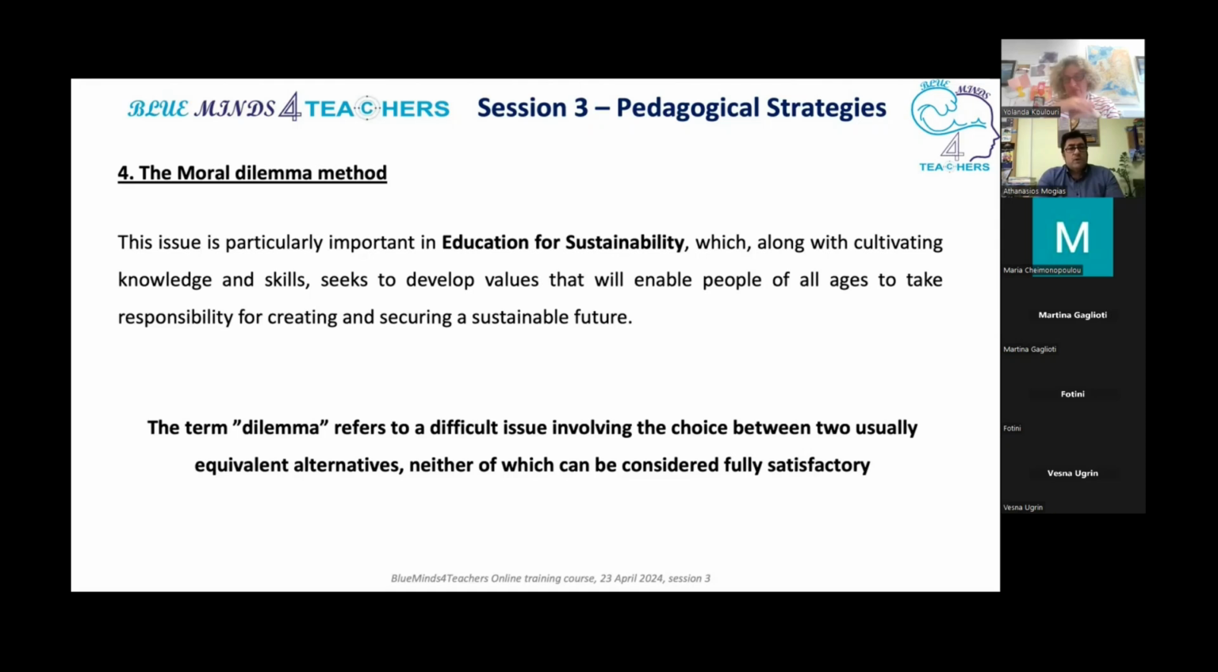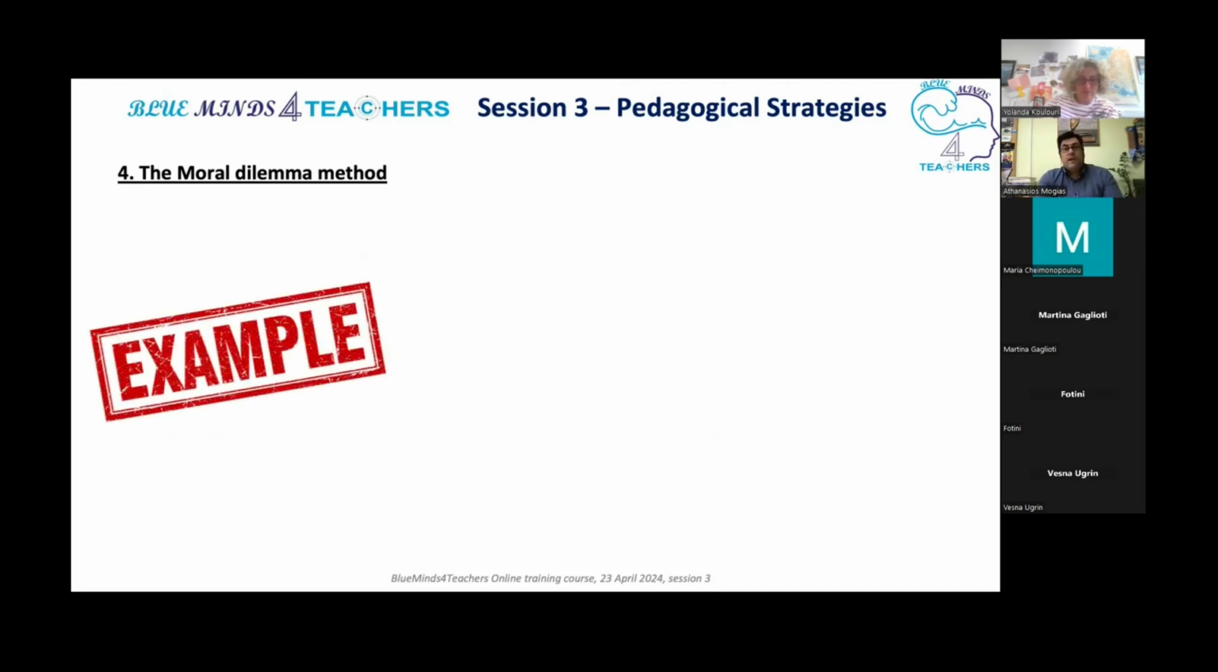When we are talking about a dilemma, we are referring to a difficult issue involving the choice between usually two equivalent alternatives, neither of which can be considered fully satisfactory to everyone. I will make it somehow simple for you with this example that I have picked. We could create a simple scenario to put our students in a dilemma situation, meaning that they have to make a difficult choice based on certain data.